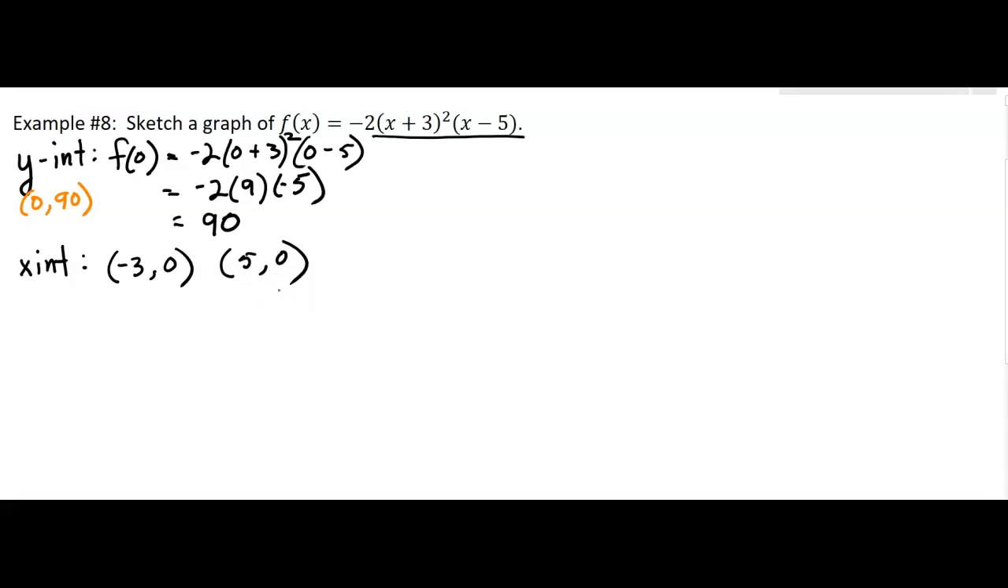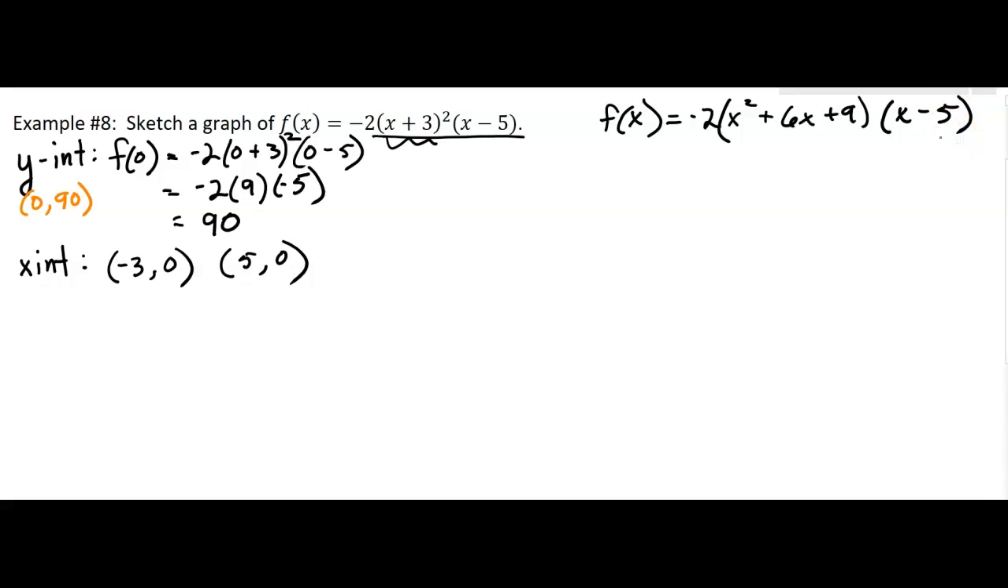All right. Oh, I forgot to check for symmetry. I don't think there's going to be symmetry, but let me write it someplace. Where can I do that? I'll do it over here. So I'm going to take the function and I'm going to multiply it out. So I'm going to put it in a general form. x squared plus 6x plus 9 times x minus 5.